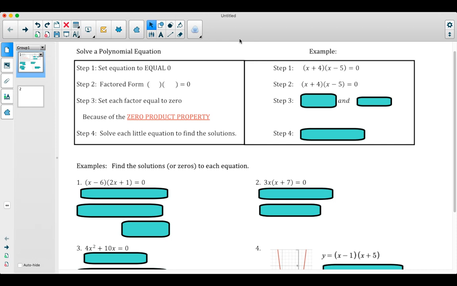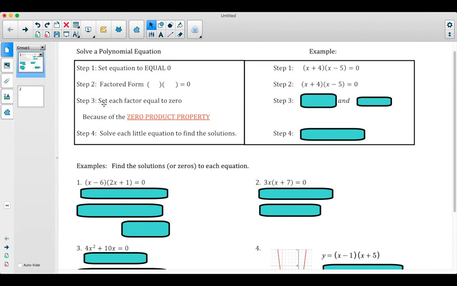Okay, what we're going to look at is a very quick refresher on the earlier part of section 7.4, which was solving a polynomial equation. The steps we want to follow: first, make sure the equation is set equal to 0. In this example, x plus 4 times the quantity x minus 5 equals 0. It's already done. In step 2, put it in factored form, which we already have as well.